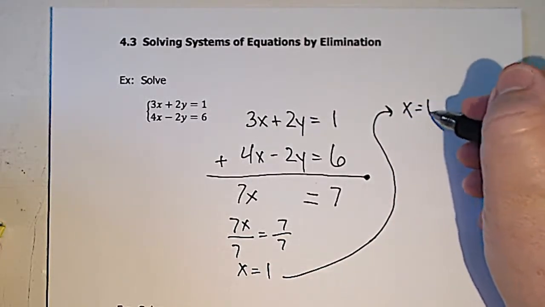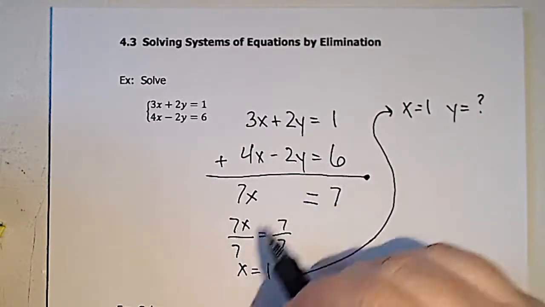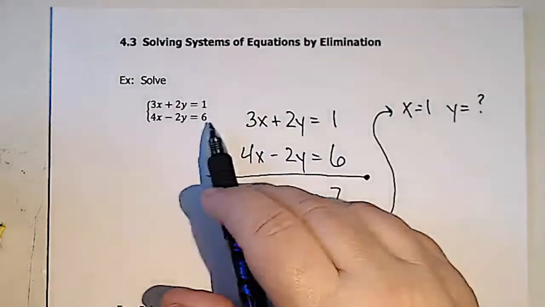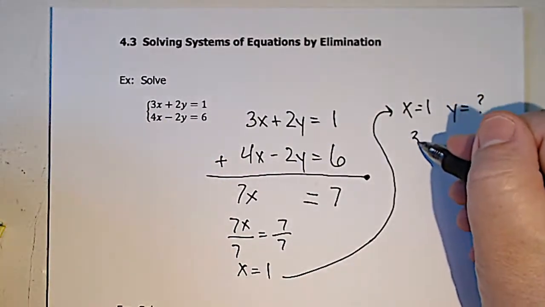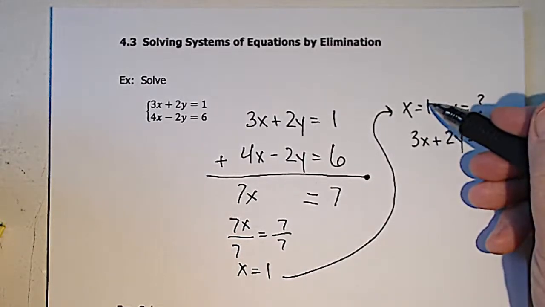If x equals 1, we need to find y. Now, this is where this method is less fun because since we didn't solve for any variables, we're just going to have to use one of these. I'm going to use the first one, 3x plus 2y equals 1. I'm going to plug in x equals 1.